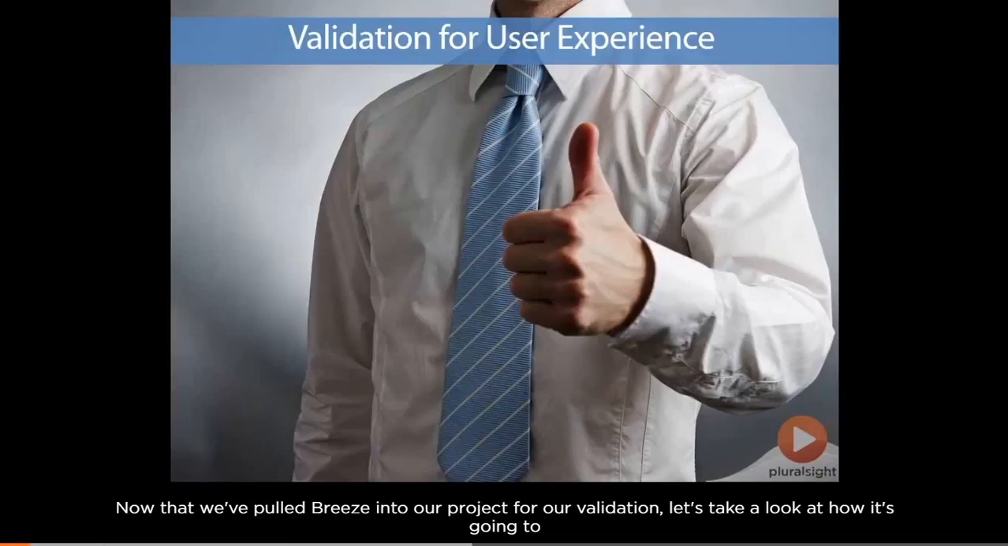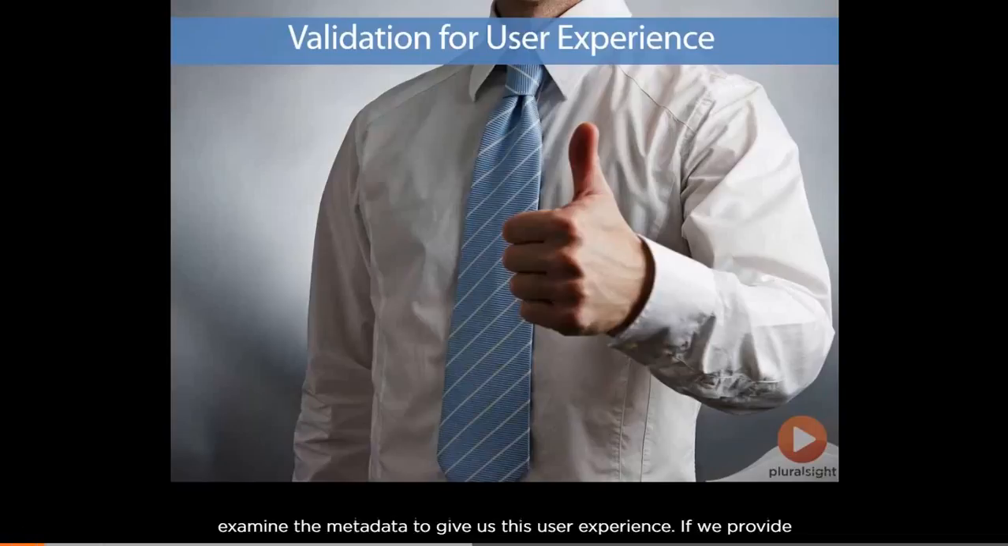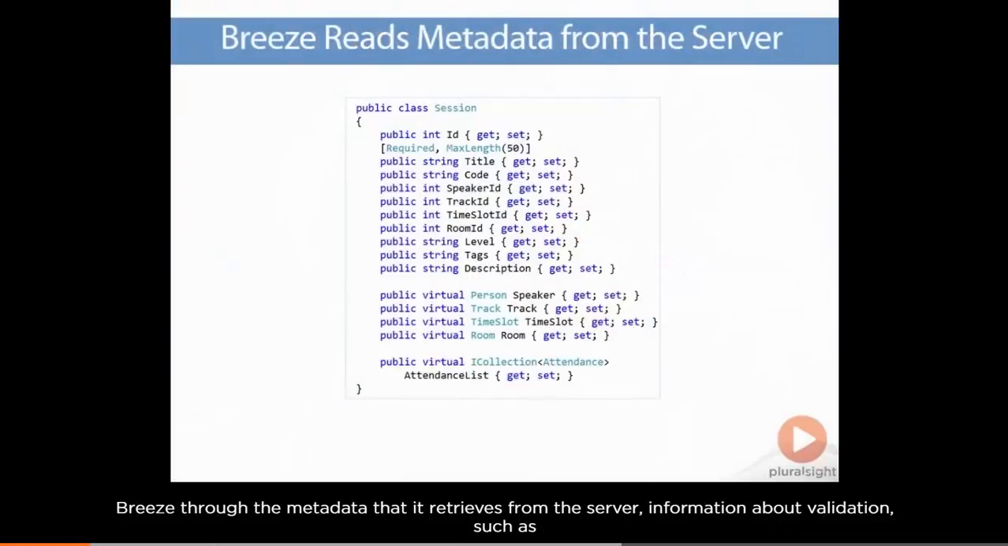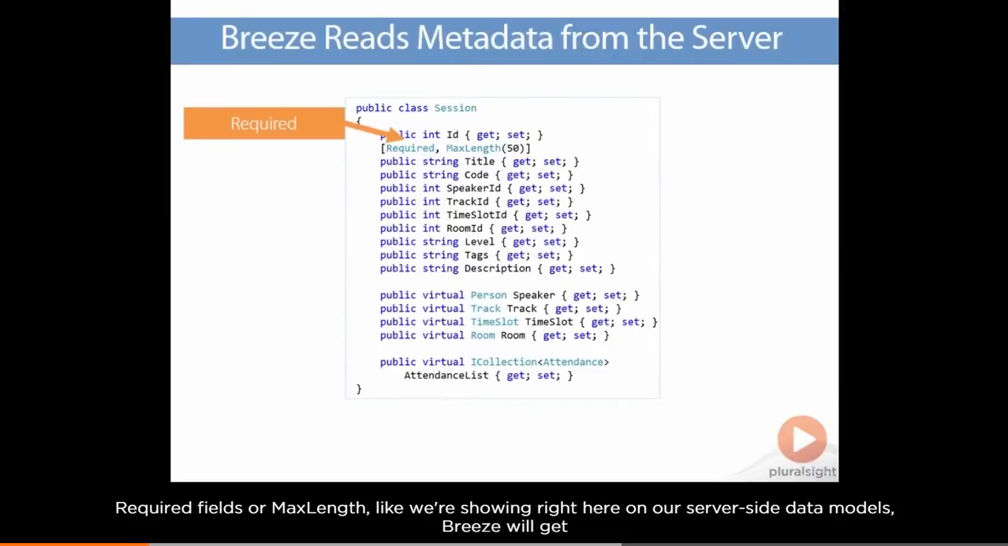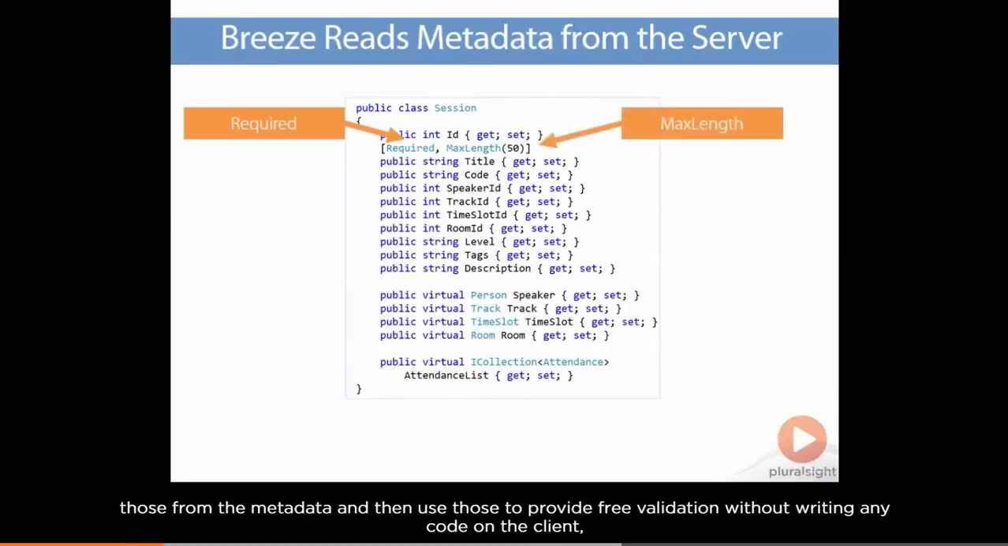Now that we've pulled Breeze into our project for our validation, let's take a look at how it's going to examine the metadata to give us this user experience. If we provide Breeze, through the metadata that it retrieves from the server, information about validation such as required fields or max length, like we're showing right here on our server-side data models, Breeze will get those from the metadata and then use those to provide free validation without writing any code on the client. Which is cool if you think about it.